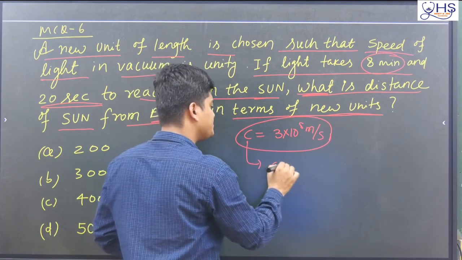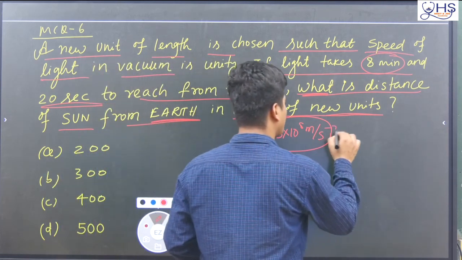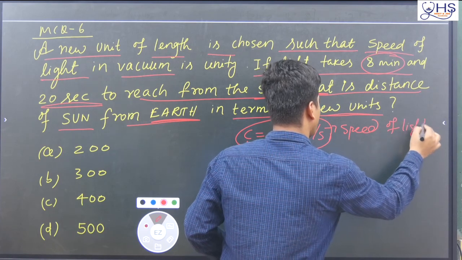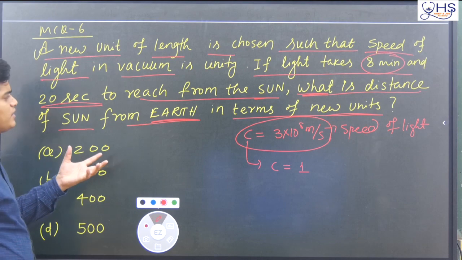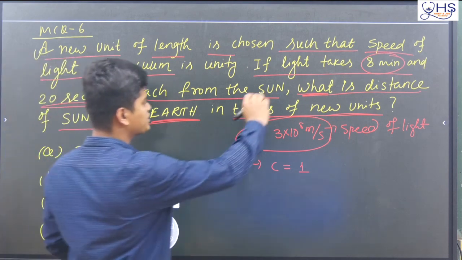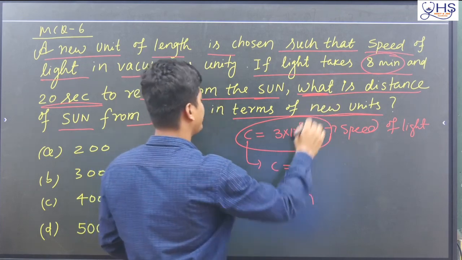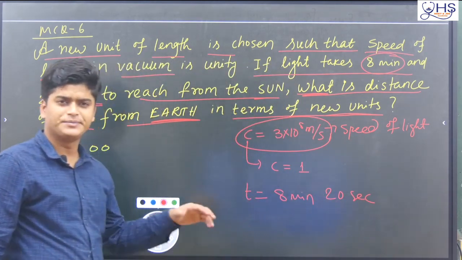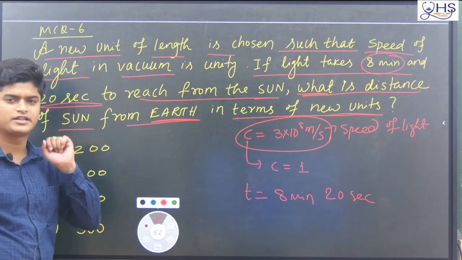Now they are telling this C is becoming 1. This is the speed of light in vacuum. If the speed of light is becoming 1 in a new system of units, then light takes how much time? Time is given as 8 minutes 20 seconds to reach the earth's surface. Then you have to find the distance between the sun and the earth.